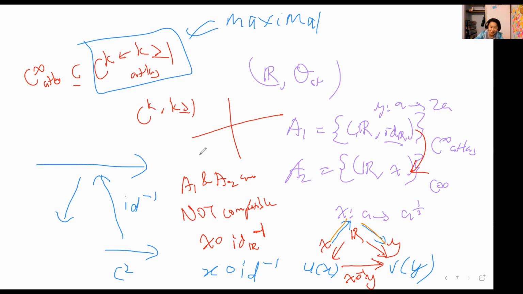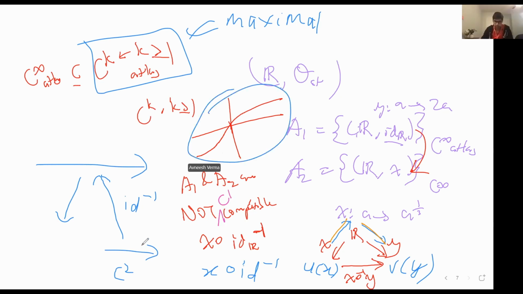No, not like that. And this is not differentiable because at 0, the slope is approaching infinity. So the cube root function is not differentiable. So these two atlases are not even C1 compatible. Oh, okay. Wait, this is the cube root function.